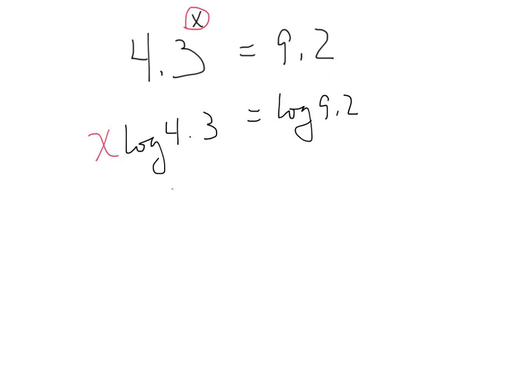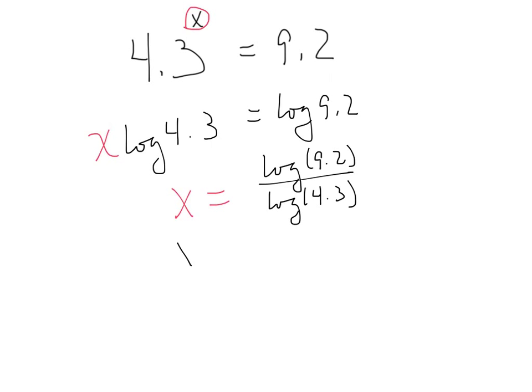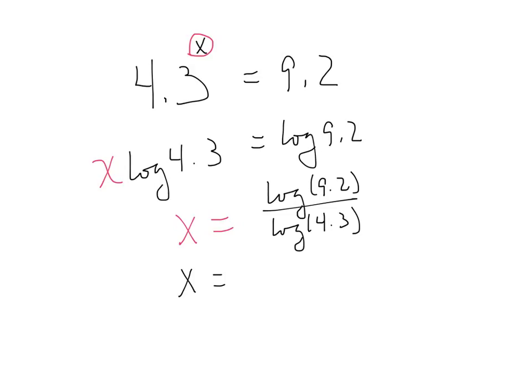So when I do this, x will be equal to the log of 9.2 divided by the log of 4.3. And rounding to thousandths, I get x equals 1.521. Rounded appropriately to thousandths. Hopefully you got that also.